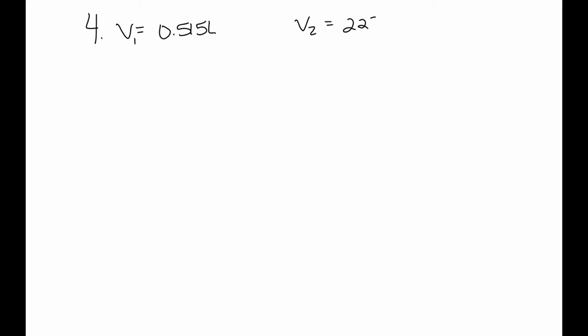Now, here's the thing. I've got 2 different volume units. I can't have that. So I'm going to go ahead and convert this to milliliters. If you look at your sheet, going from liters to milliliters, you multiply by 1,000. So this is going to be 515 milliliters. Then it says the pressure is 0.819 atmospheres. What is the initial pressure?